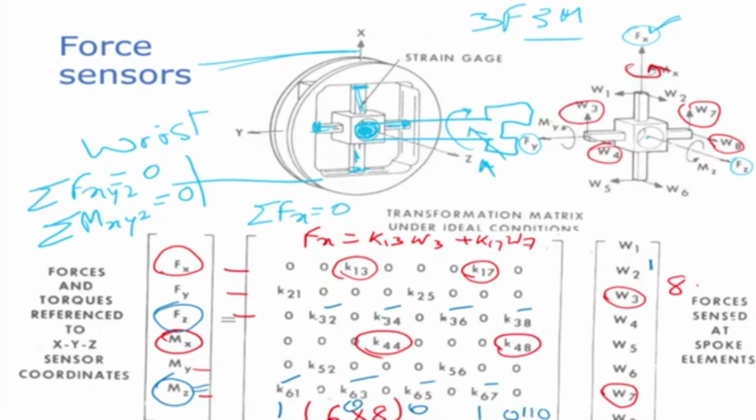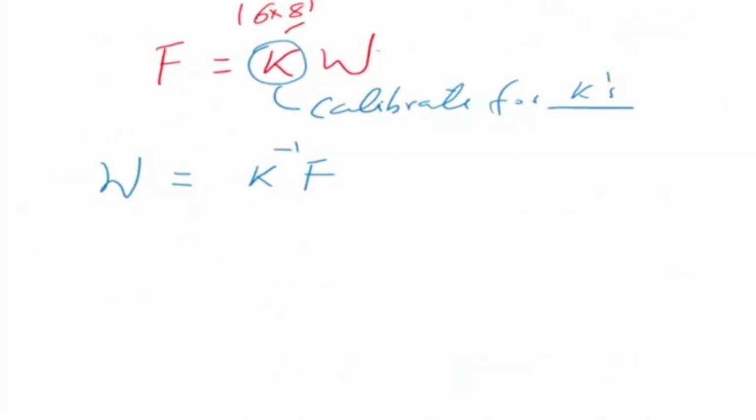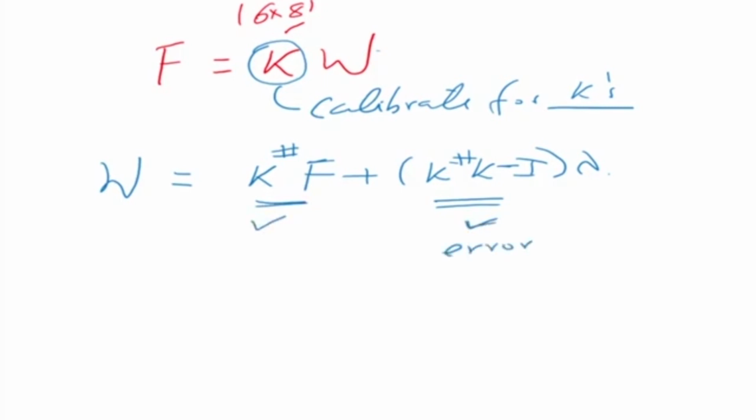So if you want to find W, what you need to do is take the inverse of K, and the inverse of K is the pseudo inverse of K into F plus K hash K minus I into lambda. This is the solution. This is one part, this is another part of the solution, and this is essentially the error. Why? Because K is non-square, because K is a 6 by 8 matrix.